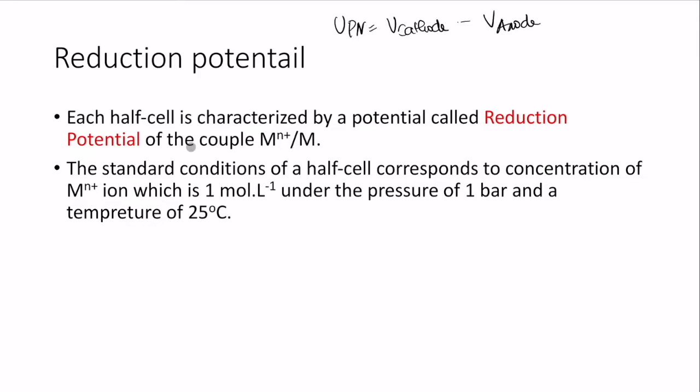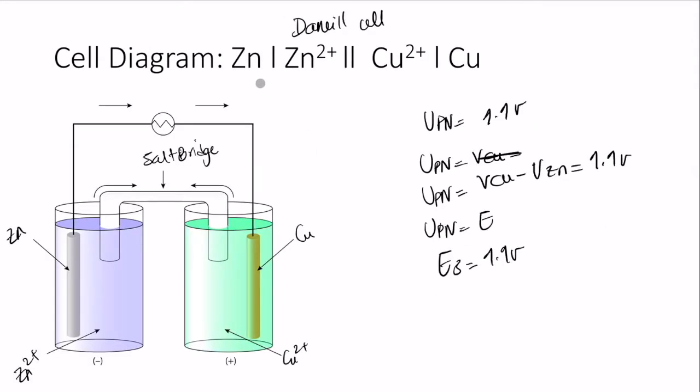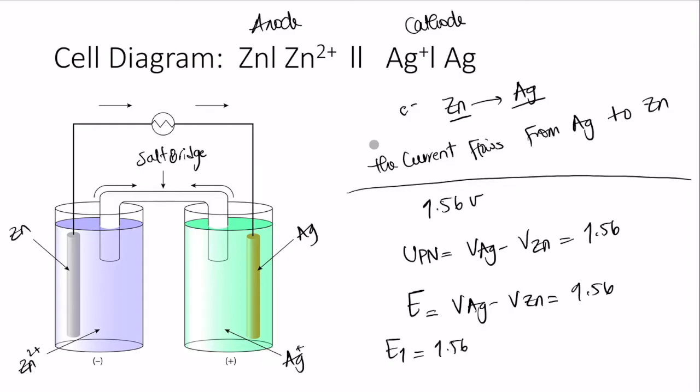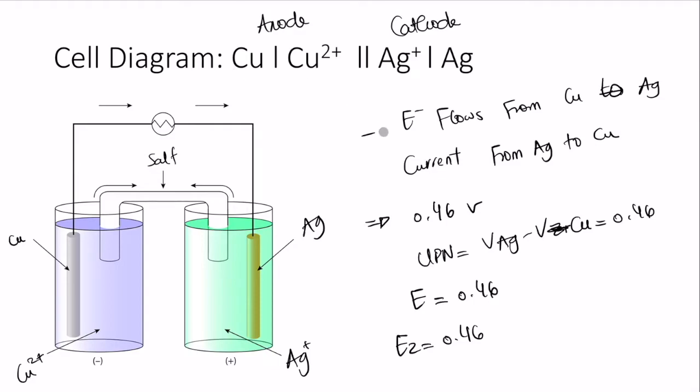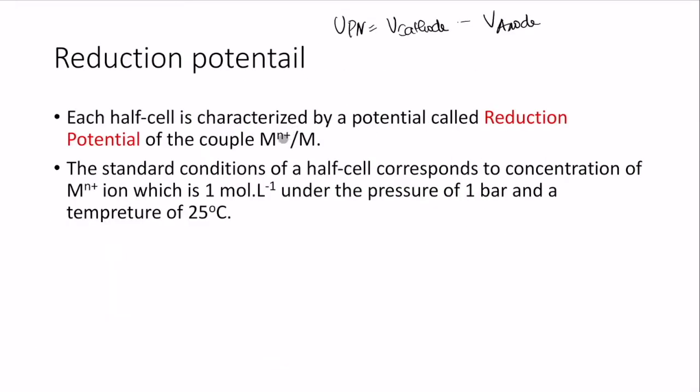Each couple has a reduction potential. So the reduction potential of, let's say, Zn2+ is different from that of Cu2+ and Cu. And that's why we're getting different potential differences whenever we're changing the elements, the metals. Now, we will talk about how to calculate the reduction potential. But you have to bear in mind that each element, or each redox couple, has its own reduction potential.